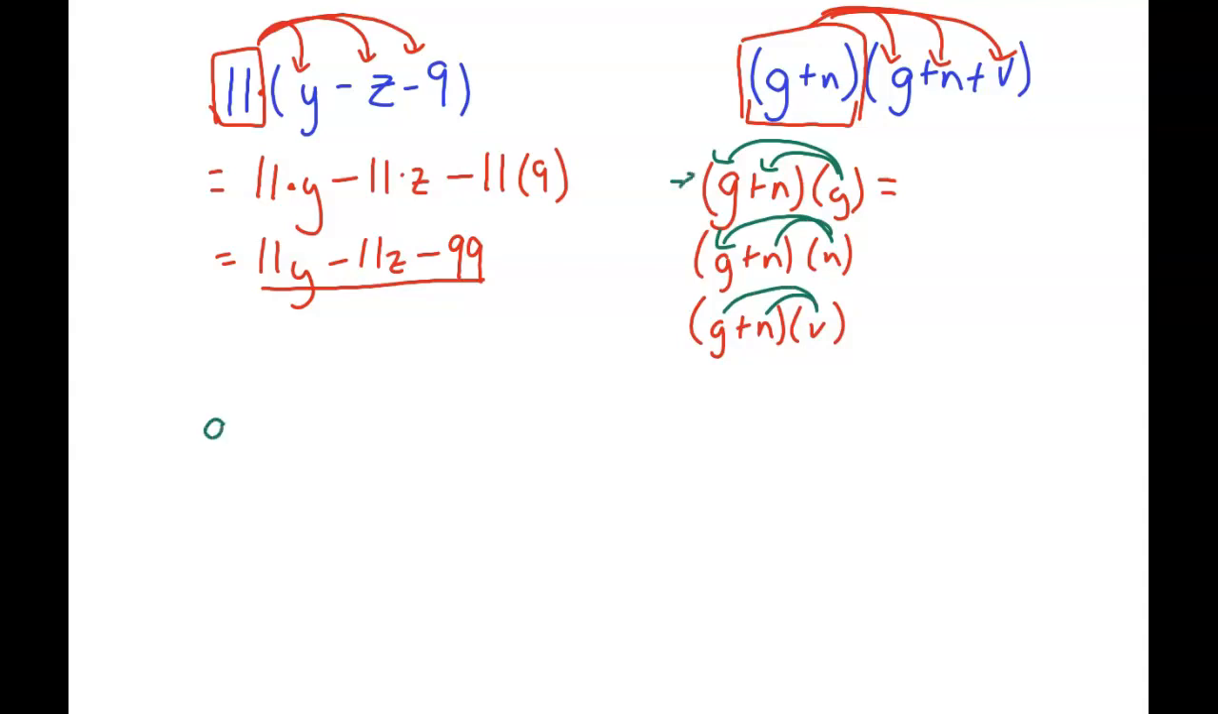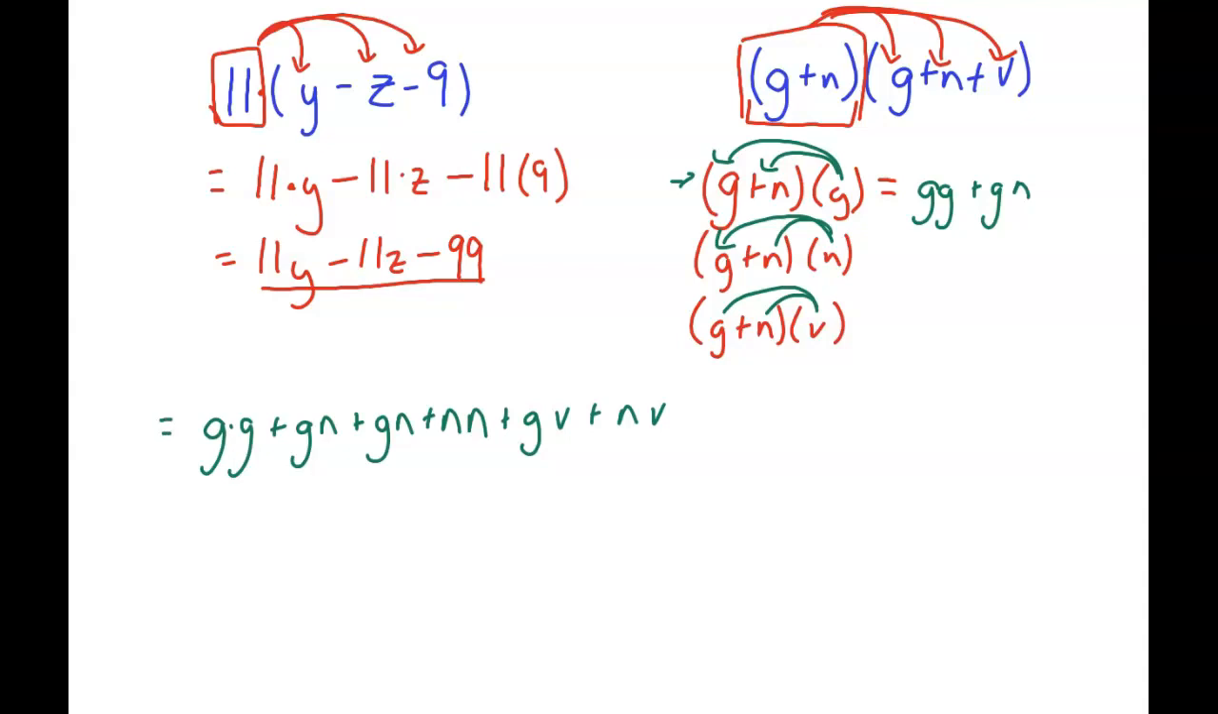I would get g times g plus g times n. That would be this first one. So g times g plus g times n. Then I would have n times everything. So I would get g times n plus n times n. And then I would do the same thing with the v. So I would get g times v plus n times v.